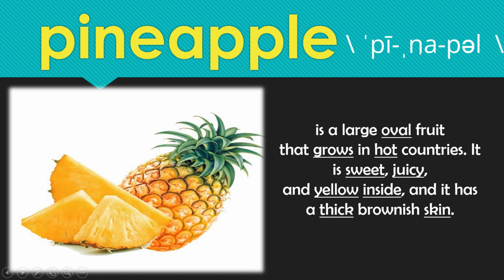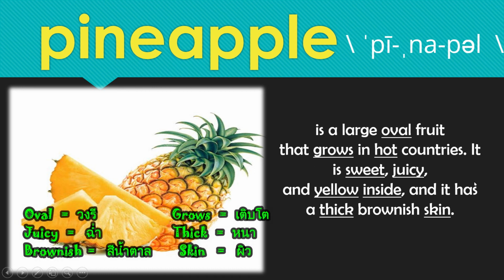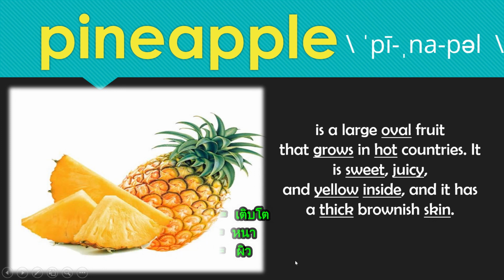Next we have, everybody read, pineapple. Pineapple. Okay? You don't say pineapple wrongly, you have to say pineapple. A pineapple is a large oval fruit that grows in hot countries. It is sweet, juicy, and yellow inside, and it has a thick brownish skin. So this is pineapple. Okay, do you like pineapple? I like pineapple when it's sweet.